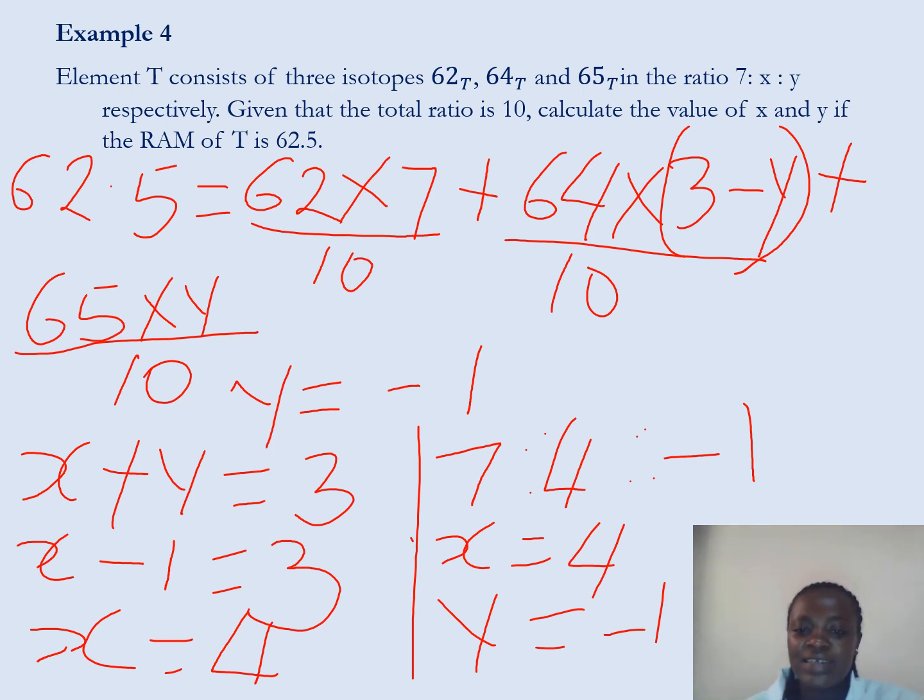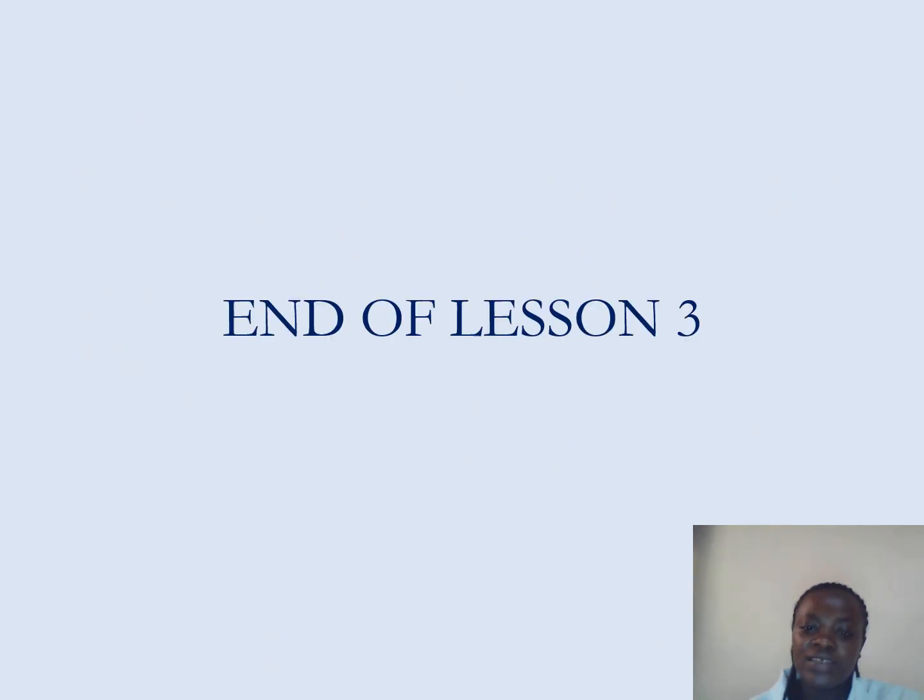That is how we approach that question, and that is how we calculate the relative atomic mass using the percentage abundance and also the ratios and fractions. So that marks the end of our lesson 3.